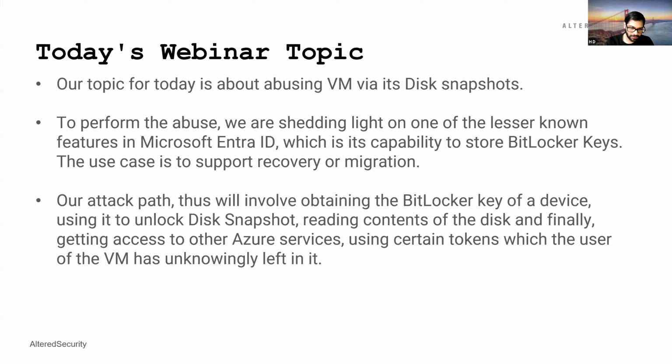Therefore, our attack path will involve, as I always say at Altered Security, how we look at it. Whenever Microsoft releases a feature, we look at whether it can be abused or not. So our attack path would include obtaining the BitLocker key of a device, unlocking the disk snapshot, reading the contents of the disk, and finally getting access. I will keep that for the demo.